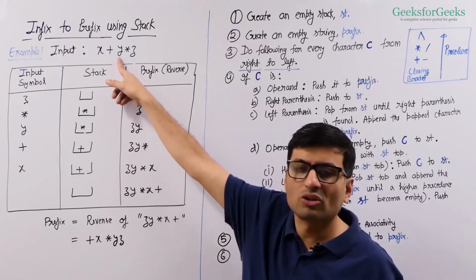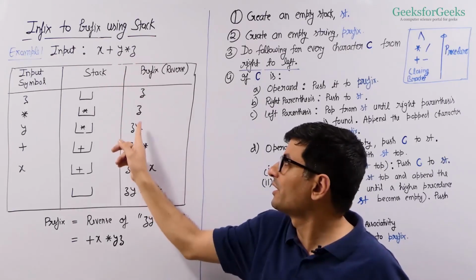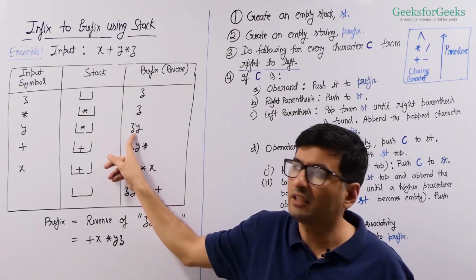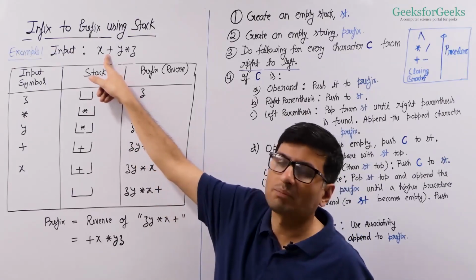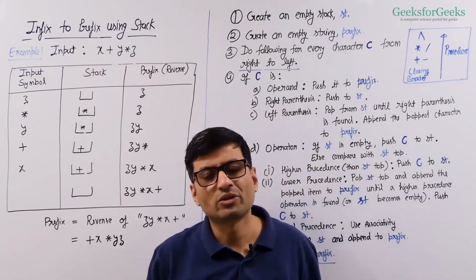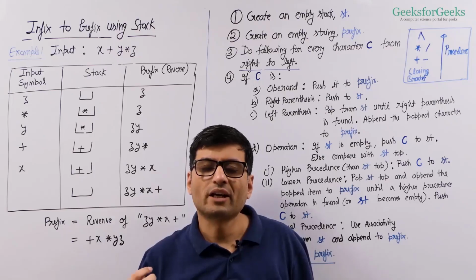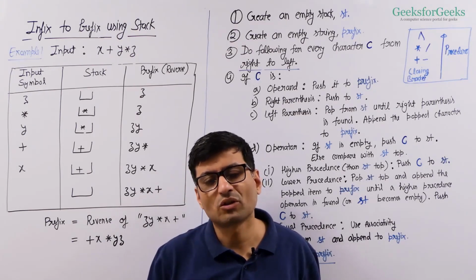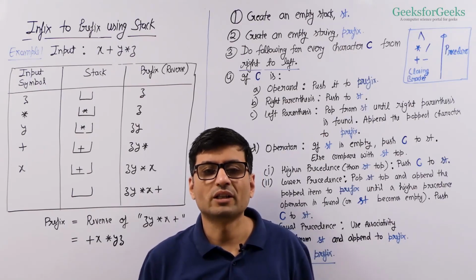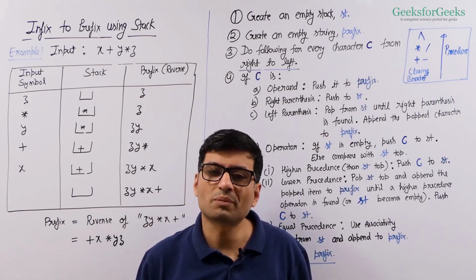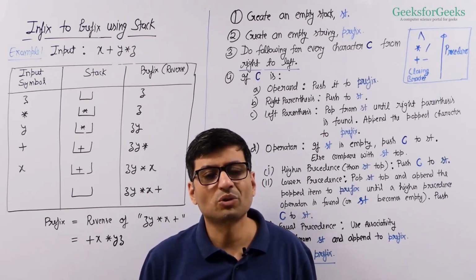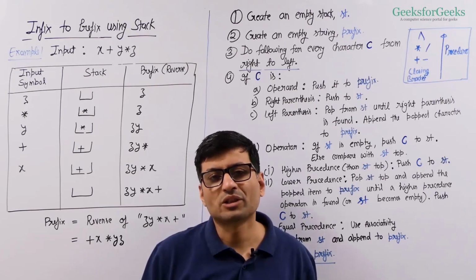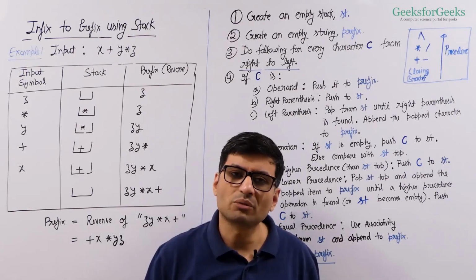Next character is an operand again. So it's simple. Simply append it to the result. We are going to get zy. Now next character is a plus. So we are again going to take a look at the stack, and this time stack is not empty. So we are going to compare this operator plus with stack top, and this operator has lower precedence than stack top. So what do we do in this case? We take out the stack top and we append it to the prefix.